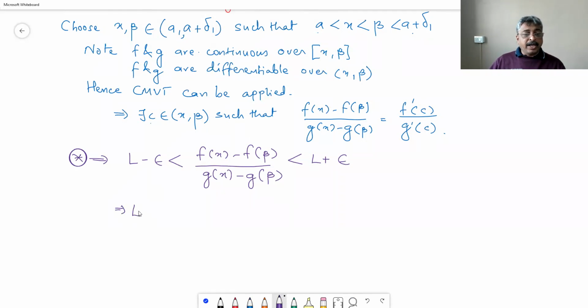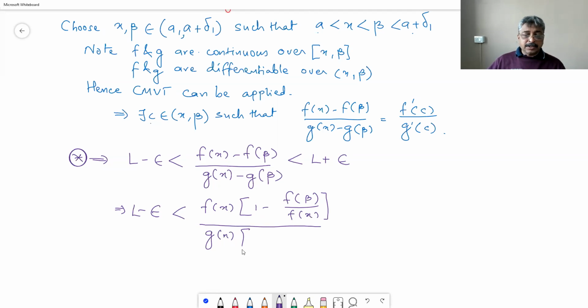This implies, it's algebra, L minus epsilon is less than f of x inside bracket 1 minus f of b upon f of x. Take out f of x common in the numerator. g of x inside bracket 1 minus g of beta upon g of x, bracket closed, is less than L plus epsilon.